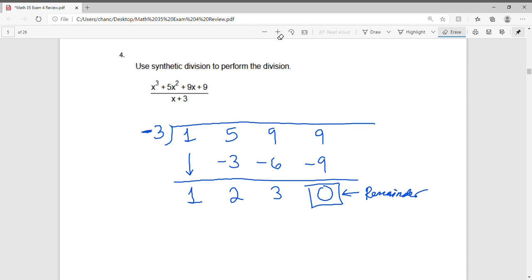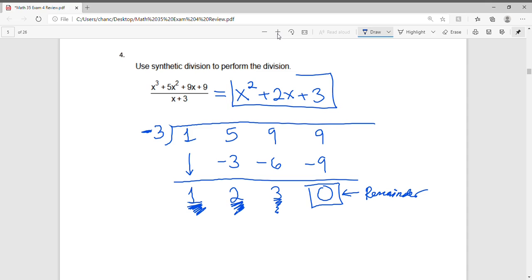Let's write our solution. Recall our solution is going to have one power less than the original function. One power less would be a power of 2, so this is equivalent to x squared. The leading coefficient here is a 1. The next number is a 2, so it's plus 2x. And the last one's a 3. So this is our solution, x squared plus 2x plus 3, using synthetic division.